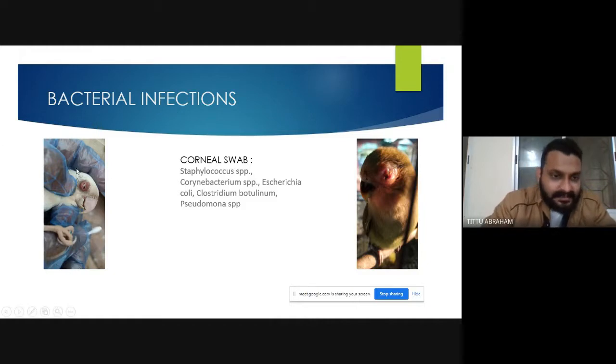So you can see this white coloration. This is the pus, inspissated pus. It can be taken out and medication can be applied. This is also a Pseudomonas infection. Medication can be applied.